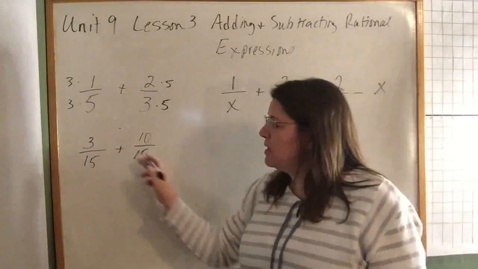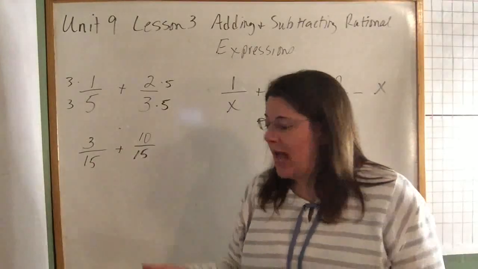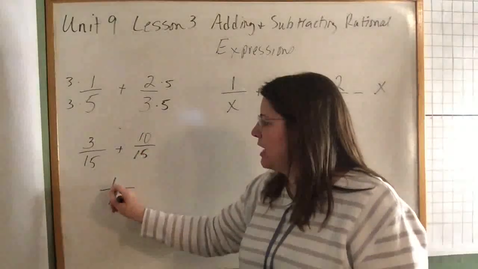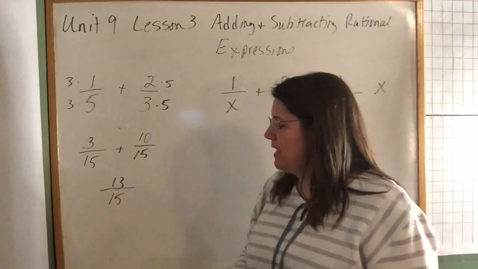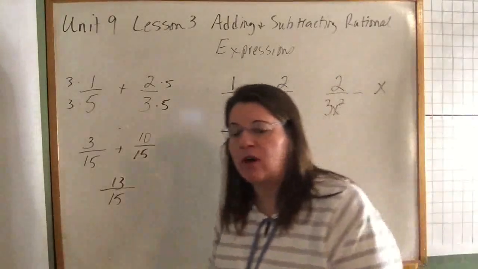And so then I'm going to add these together. Now, when I add fractions with common denominators, I keep the denominator the same, and I add the numerators together. So that gives me 13 over 15. If that would simplify, I would simplify at this point, but that doesn't simplify. That's all I can do.